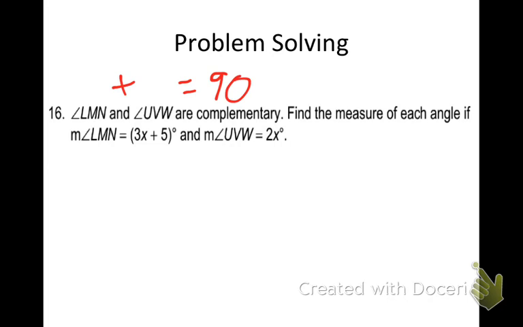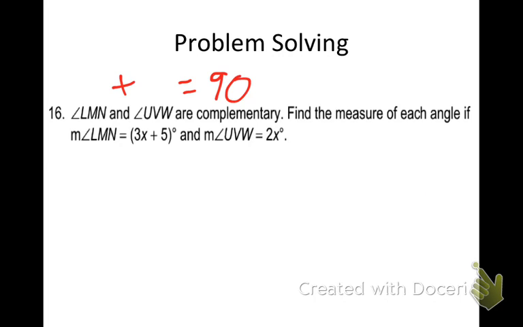Who thinks they can figure out how I could find the measure of each angle? Clark, what are you thinking, bud? Set them equal to what? Ooh, if I set them equal to each other, would that help me out? Let's think about this, right? We said they're complementary, right? So complementary, they add up to 90, right? So if I set them equal to each other, I'd get something like this. 3x plus 5 equals 2x. I ended up with like x equals negative 5. Is that working? So that's not going to be it.